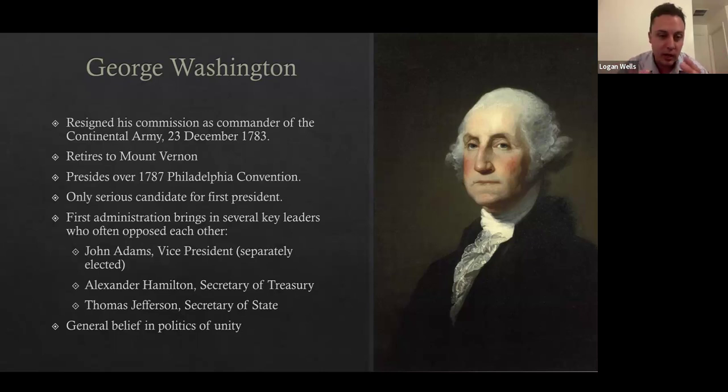Alexander Hamilton, right? He's Secretary of the Treasury. Thomas Jefferson, Secretary of State. And Washington had this general belief in the politics of unity, right? That there should be no parties, there should be no factions. In his farewell address as president, he talks extensively about this, right? That there should be no factions or political parties in the United States. Obviously, we didn't listen to his advice, right? Political parties are very much a part of our political system today.